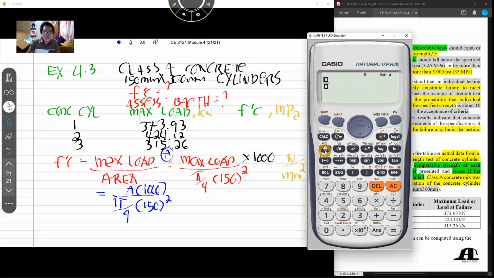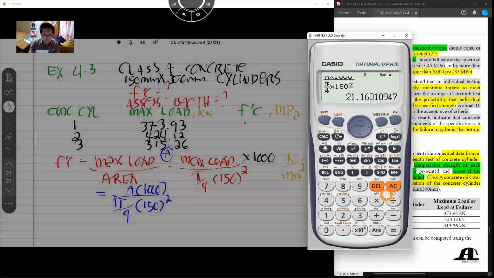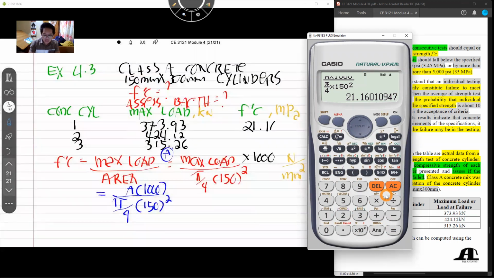Okay? So, again, class, working equation is yung A times 1,000 all over yung pi over 4 times yung diameter squared. So, 150 squared. Okay. So, i-calc natin, class. Yung una is 373.93. Okay. So, dito class magkakaroon tayo ng 21.16. Okay.